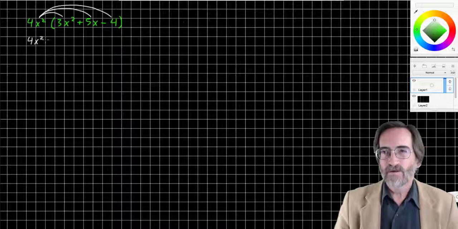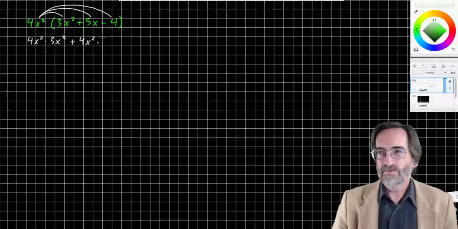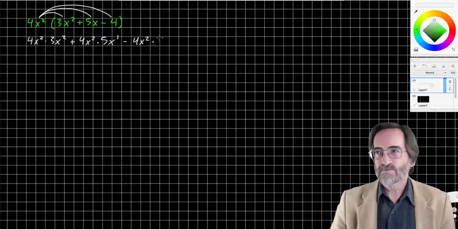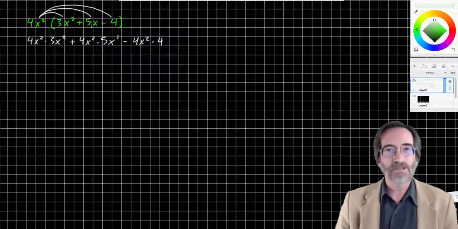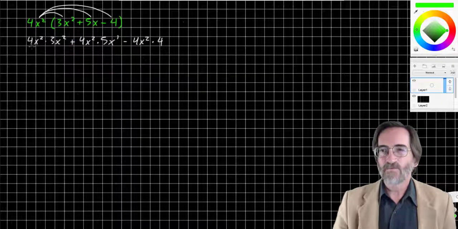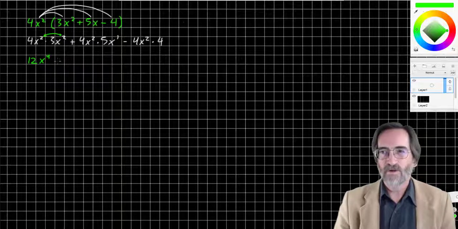4x squared times 3x squared plus 4x squared times 5x to the 1 minus 4x squared times 4. Okay, so that's just showing the 4x squared multiplied one at a time by each of the terms in the trinomial. Now let's do the arithmetic here. We're going to multiply the coefficients. 4 times 3 is 12. X squared times x squared, I'm going to use the principle of addition. When we multiply the same base with the exponents, we add. So this is x to the 4th. Minus 4 times 5 is 20.